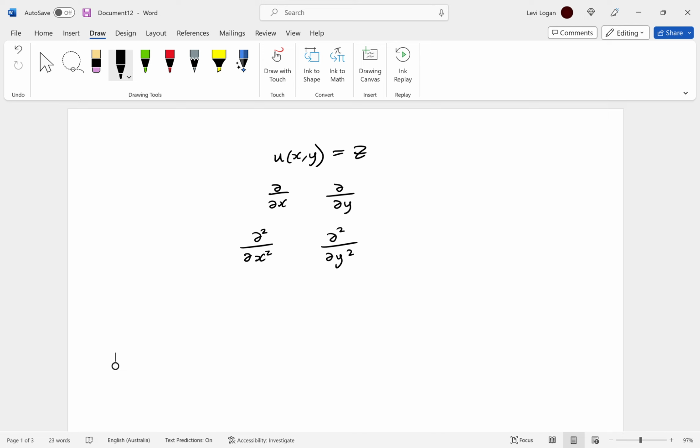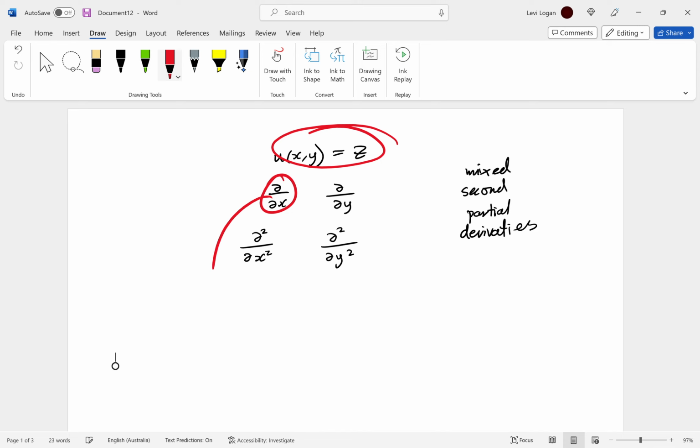You can also have these things called mixed second partial derivatives. What do I mean by that? You can take this function, differentiate with respect to x, and then differentiate the whole thing again with respect to y. So you're left with the second derivative differentiated with x first and then with y. Same with that, you can also differentiate with y first and then with x. So you can have the squared over dy dx.